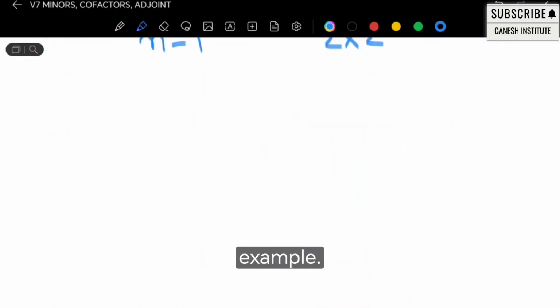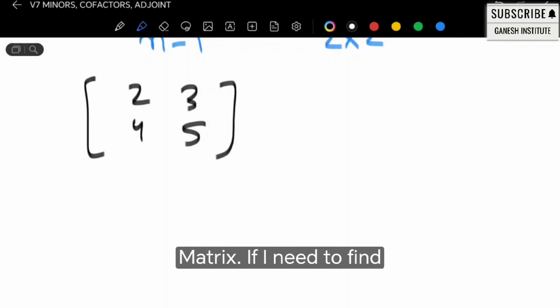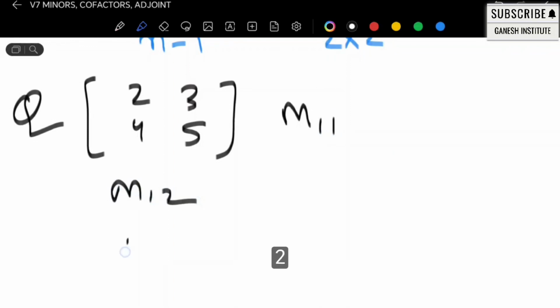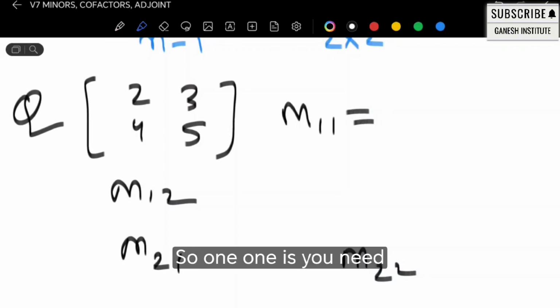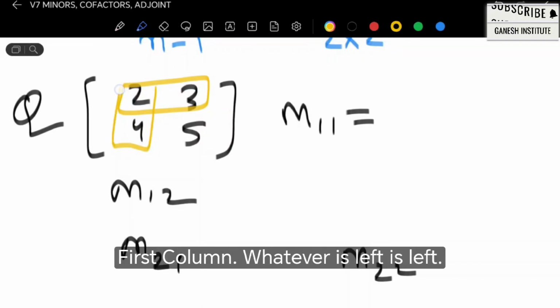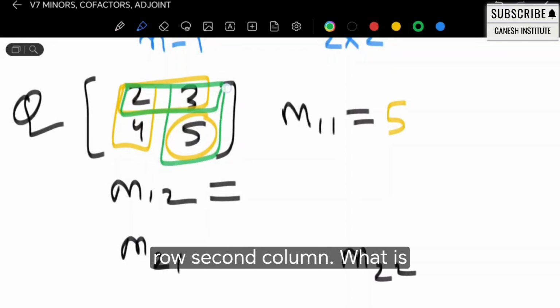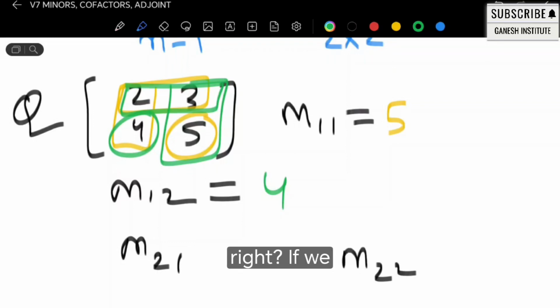Let's consider an example. Let's say I have 2, 4, 3, 5, a 2 by 2 order matrix. If I need to find the minor of 1 1, 1 2, 2 1 and 2 2. So for 1 1, you need to hide the first row, first column. Whatever is left is the minor. Okay. Then for 1 2, you need to hide the first row, second column. What is left? 4. Similarly, you can do for the rest, right?